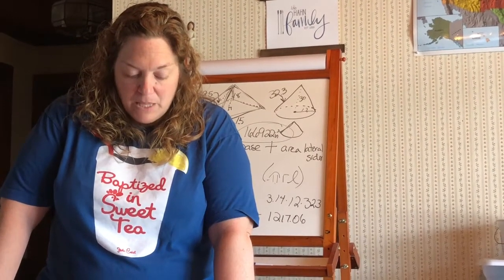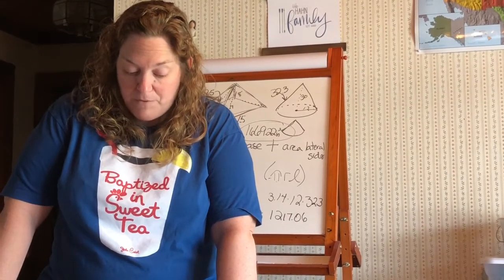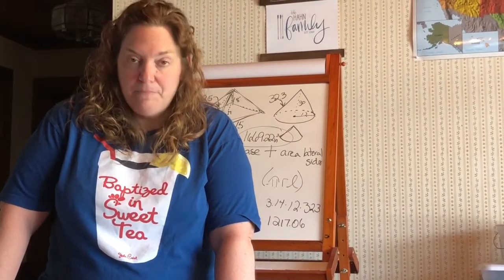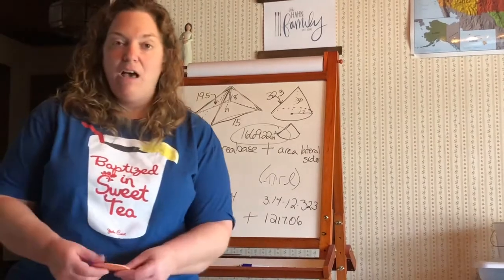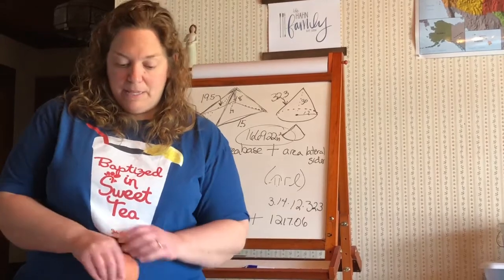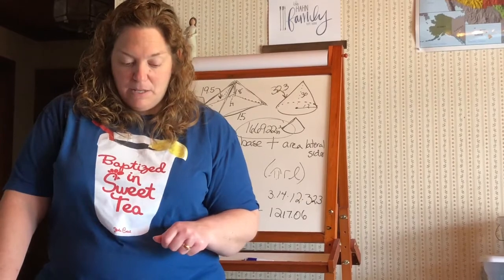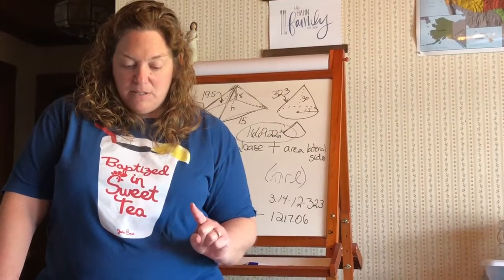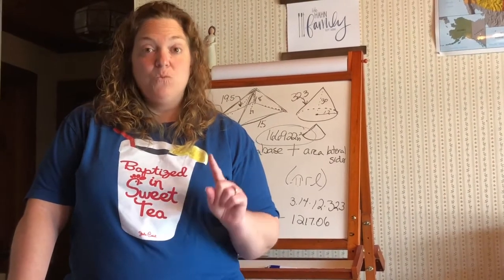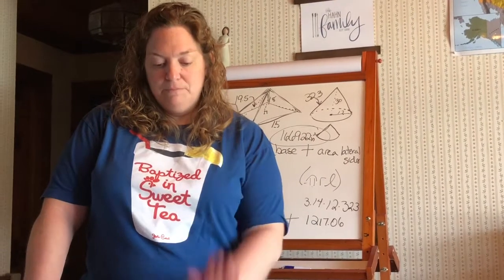Number 1, the volume of a cylinder is equal to, that means the formula for the volume of a cylinder, the area of the base times the altitude. That is true. Number 2, the volume of a pyramid is the area of the base times the altitude. And that is false. It is 1/3 the area of the base times the altitude.